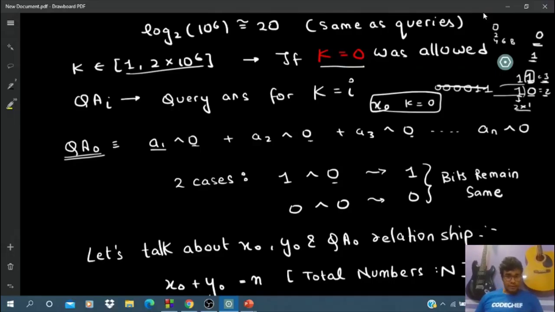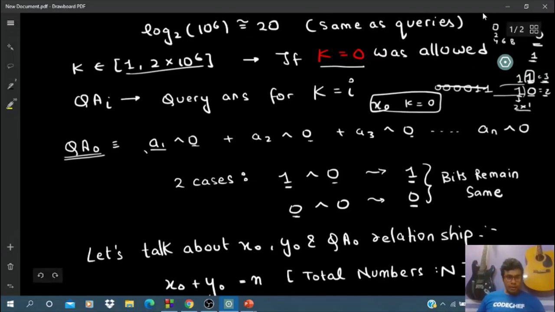And let's talk about two cases. When the 0th bit of A1 is set, it will remain set. When the 0th bit of A1 is not set, it will remain not set. So we talked about how if we're XORing with 0, that number remains the same. It doesn't get toggled, it doesn't get flipped. So it remains the same.